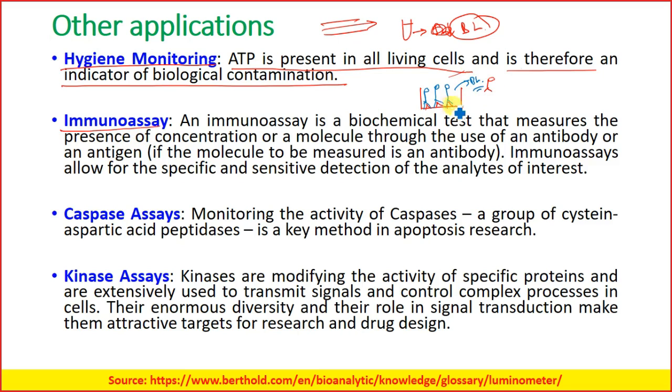So this is the antigen. Then you can have a sandwich assay also, where you have the antibody, then you put the antigen, and then again you put another counter antibody with the luciferase enzyme. In this way also you can get it. So in this way you can go for this immunoassay analysis.